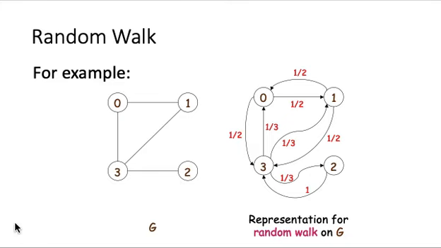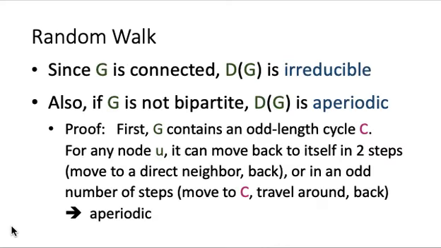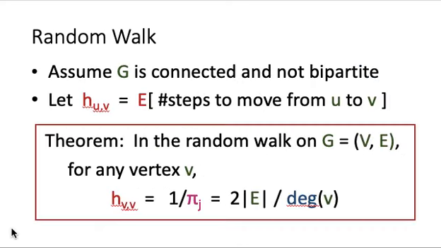Now because of this, every state can go back to itself in 2 steps or in odd steps. So in that case, the GCD is going to be 1. So every state will not be periodic. So the chain itself is aperiodic. Okay? So from now on, we assume that G is connected and G is not bipartite. So the corresponding chain is irreducible and also aperiodic.